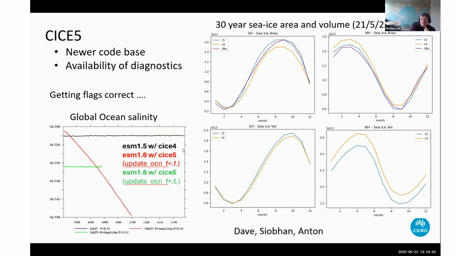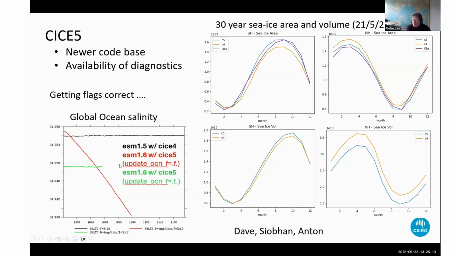Size 5 was another aim for ESM 1.6. ESM 1.5 uses size 4.2, I think it is. There were advantages in going to the newer code base. There are more diagnostics that have been coded up in the size 5 stuff. Dave and Siobhan and Anton have worked really hard to get this going, but as always with these things, it's the lesson about making sure you've got the flags correct.